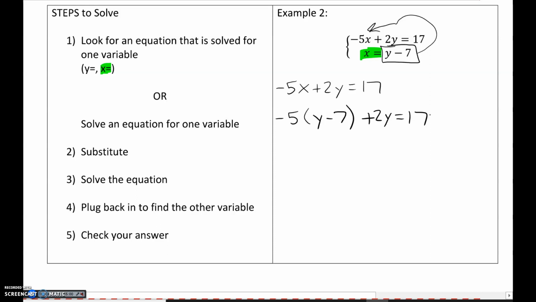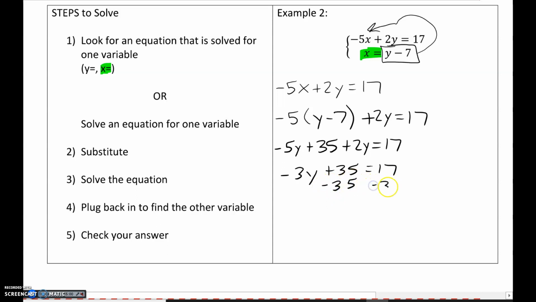And so now we have to solve. So I have negative 5y plus 35, because I have to distribute, plus 2y equals 17. Combine like terms, I've got negative 3y plus 35 equals 17. Subtract 35 on both sides. I get negative 3y equals negative 18. Divide by negative 3. y is equal to 6.